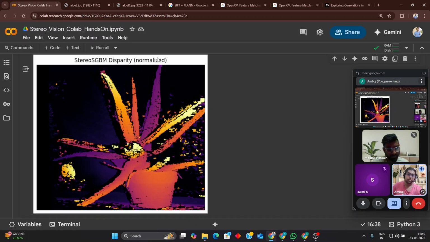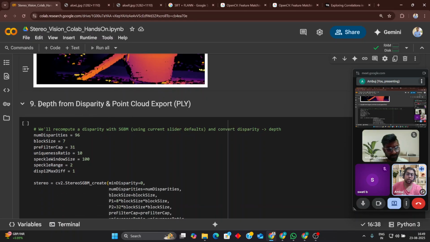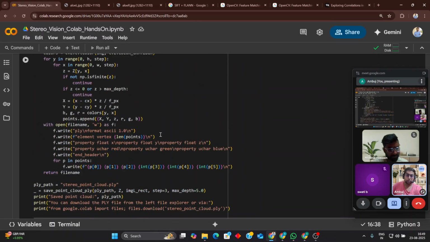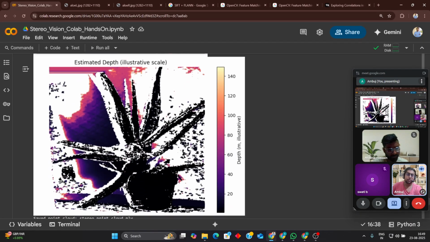This one is the normalized disparity map. After that, you try to perform depth analysis and point cloud conversion. You try to see these types of functions. After the normalization and scaling, you would be able to achieve the depth map.